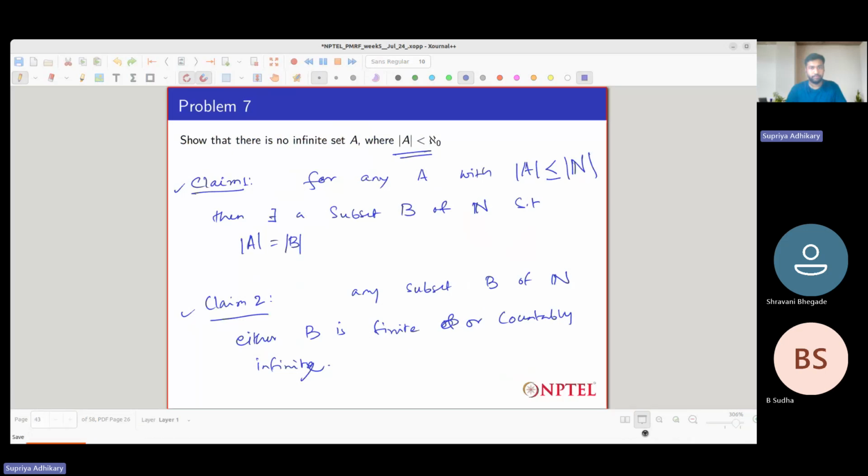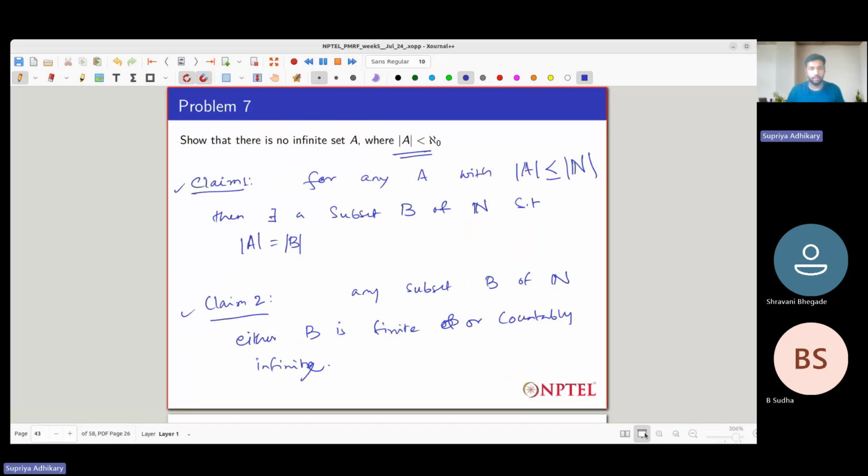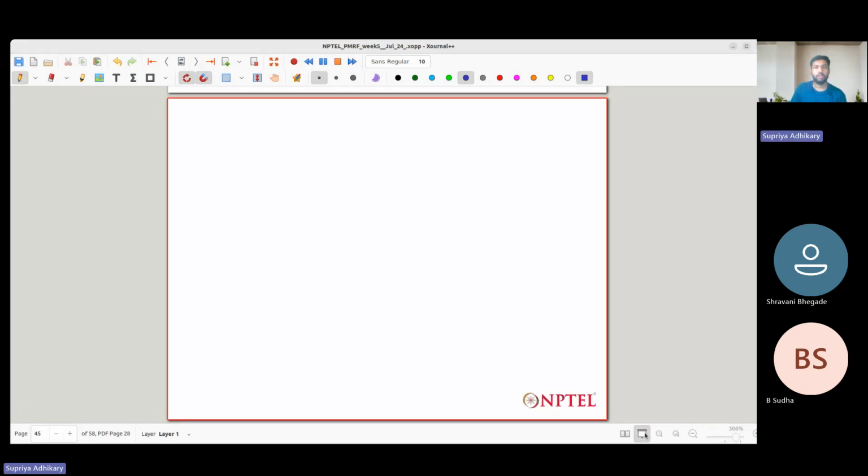And what about this claim? The second claim is that if we have any subset B of N, then either B is finite or it is infinite. We do not consider the case where B is finite. So consider that B is infinite. Now, B is a subset of N. Then consider this N to be 1, 2, 3, and so on.